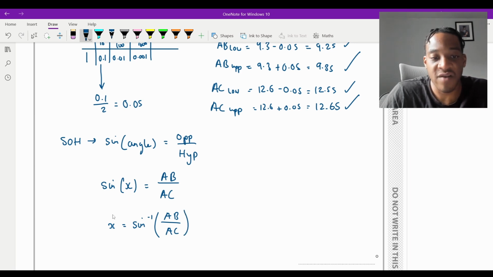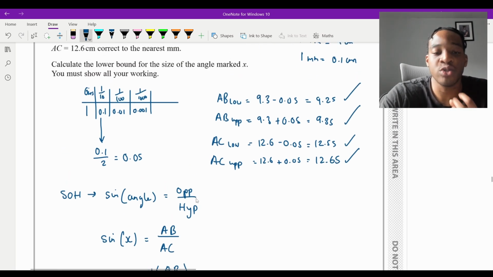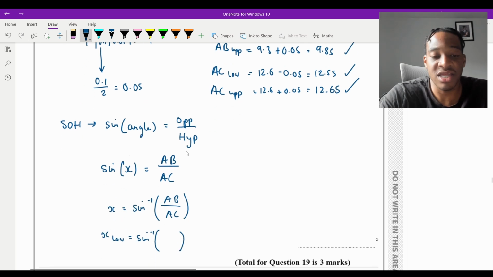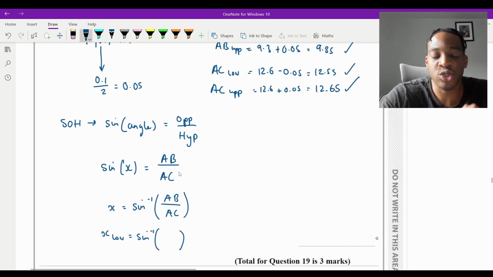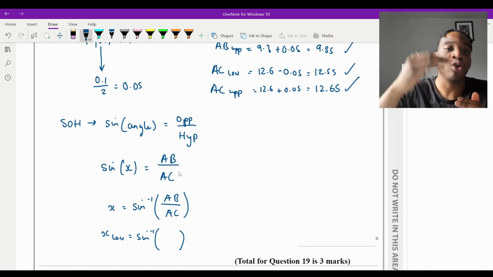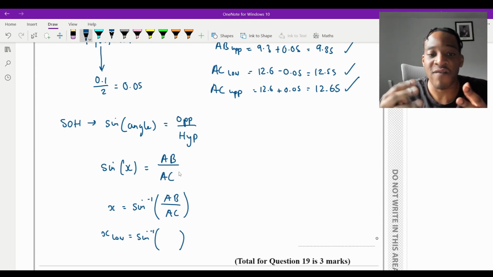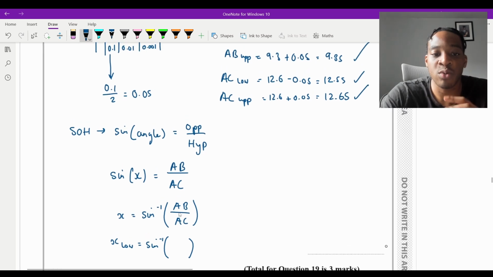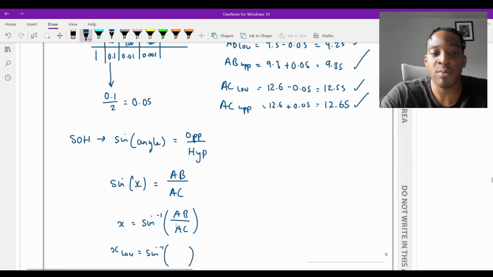Now, we need to figure out what X is, the lower bound for X. So I'm going to call this X low, right? Now, we've got this sine inverse here. This answer X is dependent on what is in this fraction here, and that comes back to our boundaries. We need to choose a combination of boundaries which will minimize this angle. Now, we're dealing with a fraction. How do you minimize a fraction? Well, remember, the numerator is what you multiply by. The bigger the numerator, the bigger the overall value. So if we want this to be as small as possible, we would want the numerator to be the smallest, and the numerator is AB.